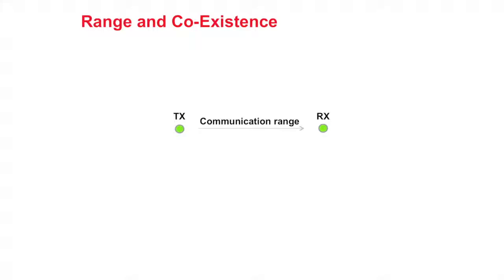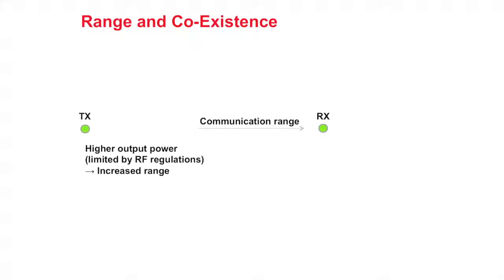There are several factors that influence range. 2 key factors are sensitivity and output power. Shown on this slide is a simple communication system with 1 TX transmitter and 1 RX receiver. To increase the range, you can increase the output power. Please note that the maximum output power is limited by regional RF regulations. Another way to improve the range is to increase the sensitivity.